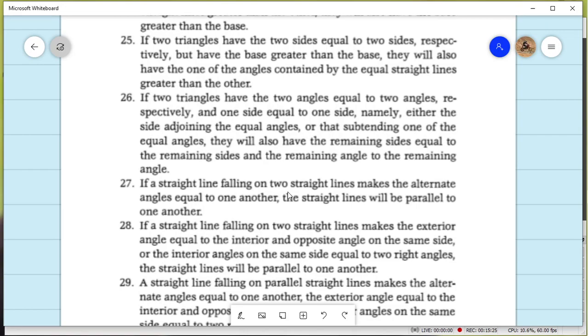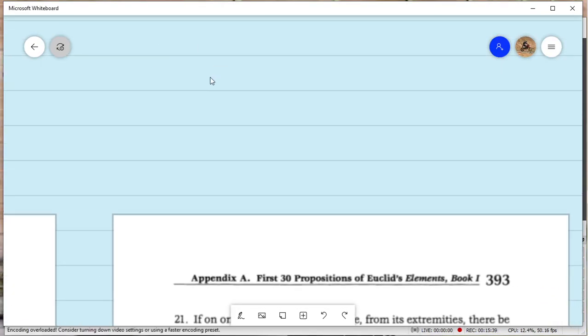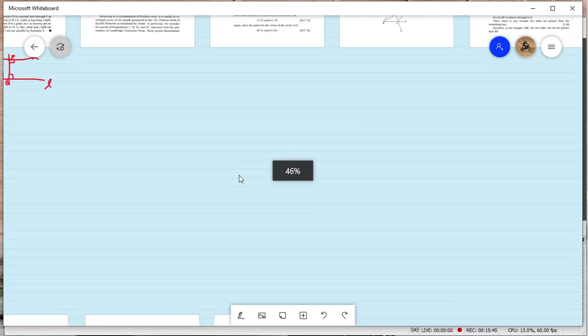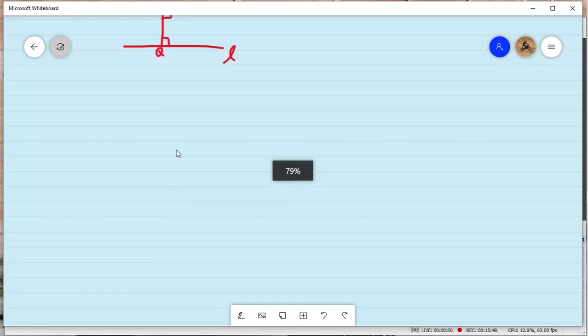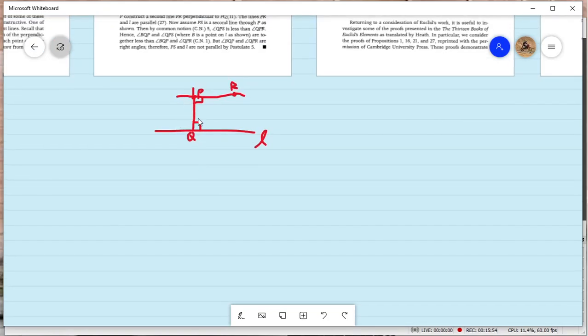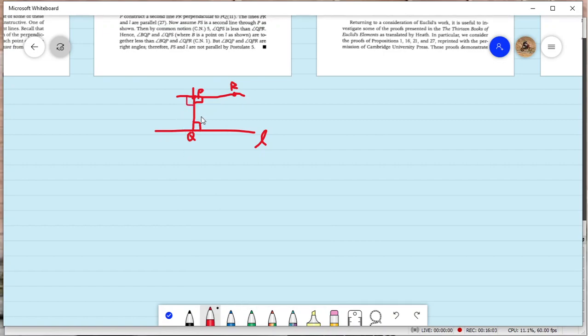If a straight line falling on two straight lines makes the alternate angles equal to one another, the straight lines will be parallel to one another. So, if two lines are cut by a transversal such that alternate angles are congruent, then the lines are parallel, basically. Okay? So, since this angle here is right, and this angle here is right, and this also here is right, these two lines must be parallel.